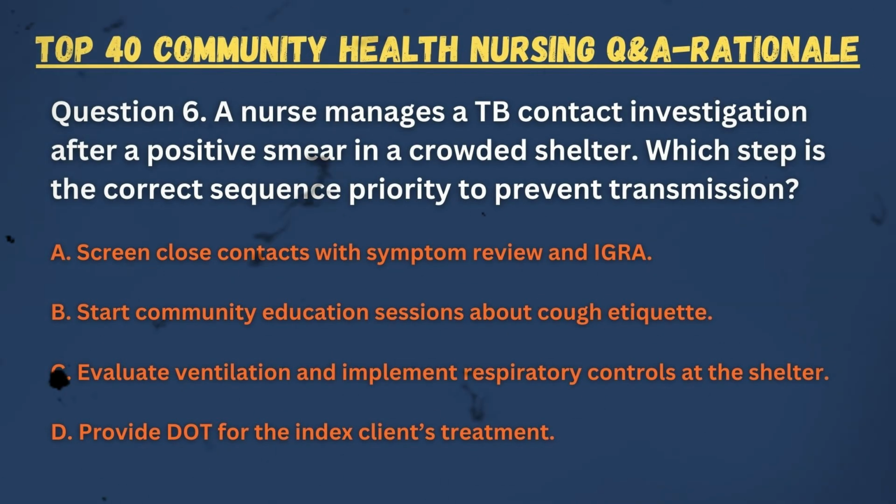Question 6. A nurse manages a TB contact investigation after a positive smear in a crowded shelter. Which step is the correct sequence priority to prevent transmission? A. Screen close contacts with symptom review and IGRA. B. Start community education sessions about cough etiquette. C. Evaluate ventilation and implement respiratory controls at the shelter. D. Provide DOT for the index client's treatment.